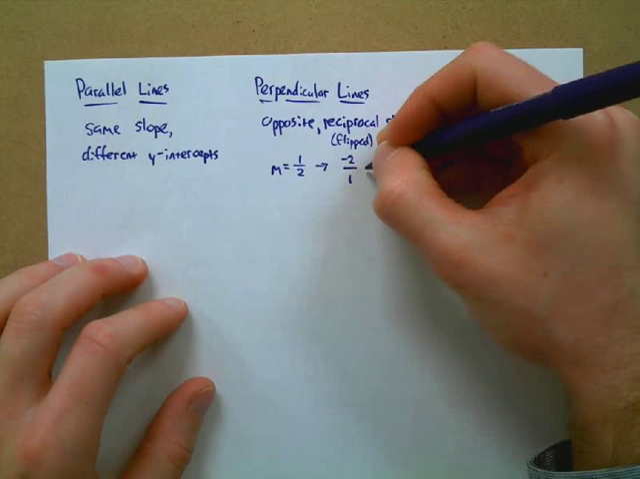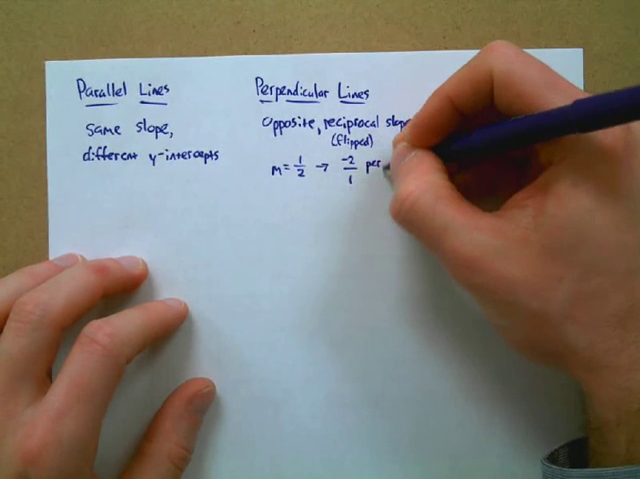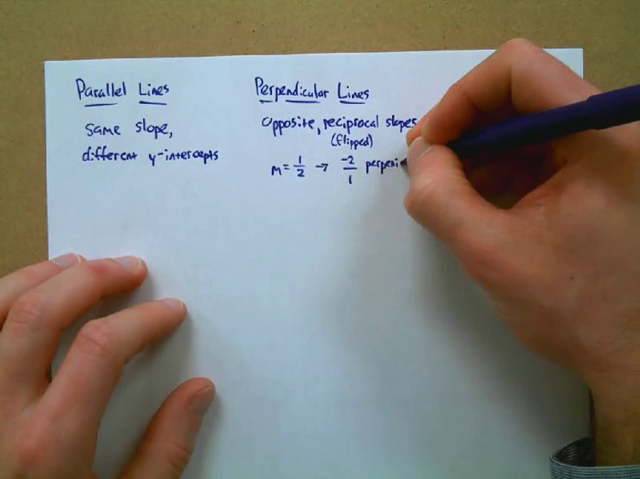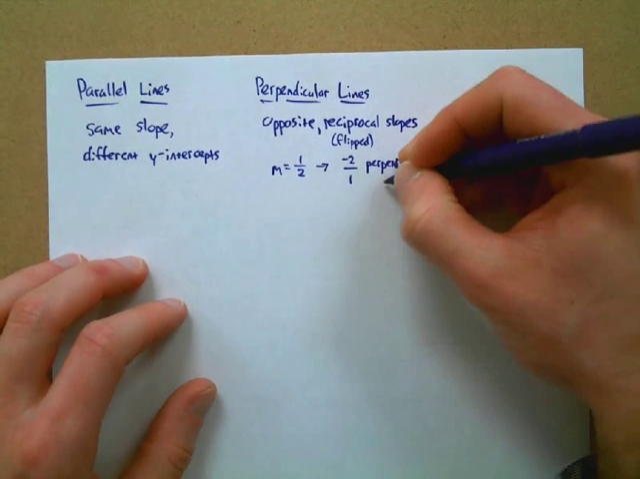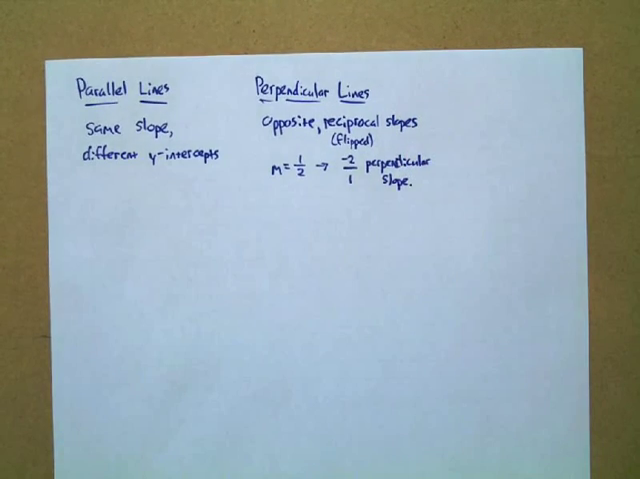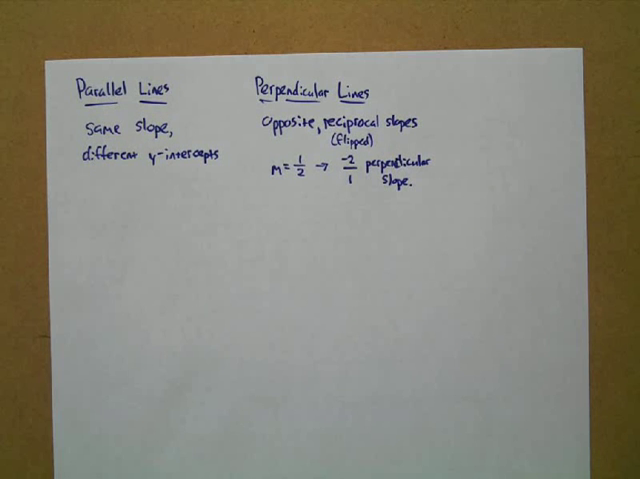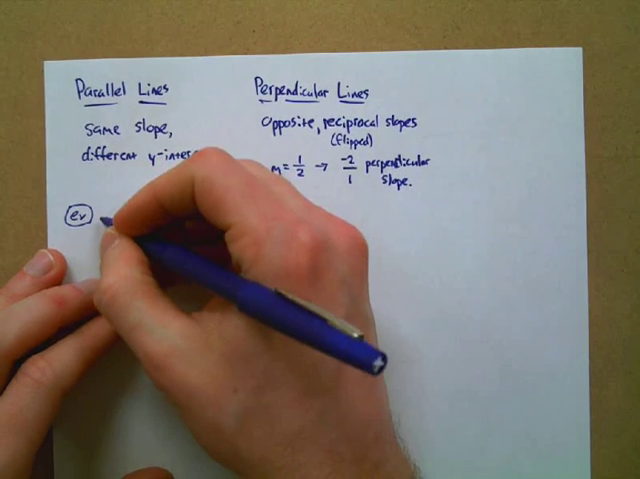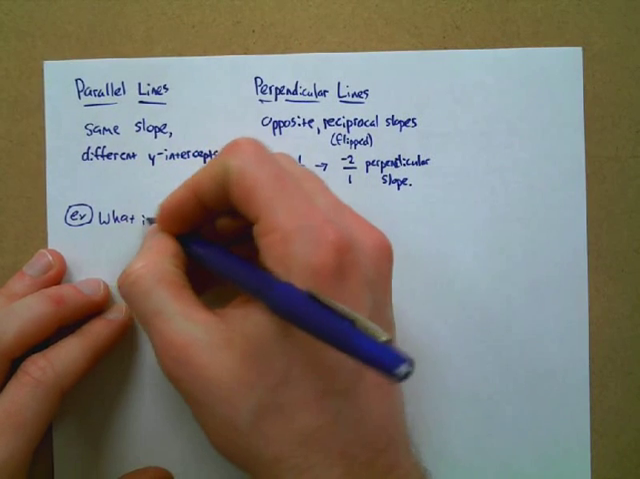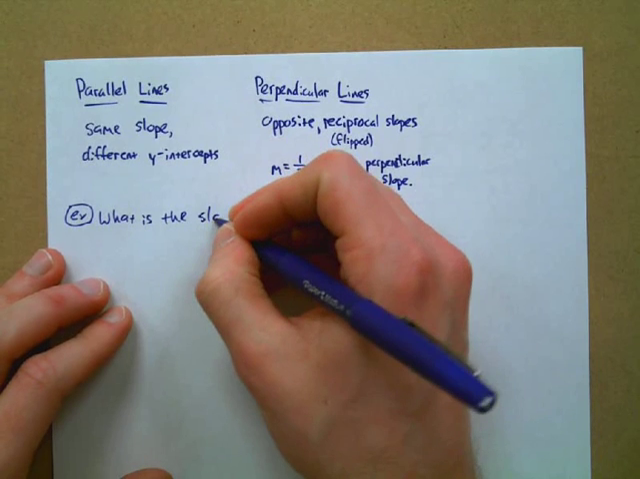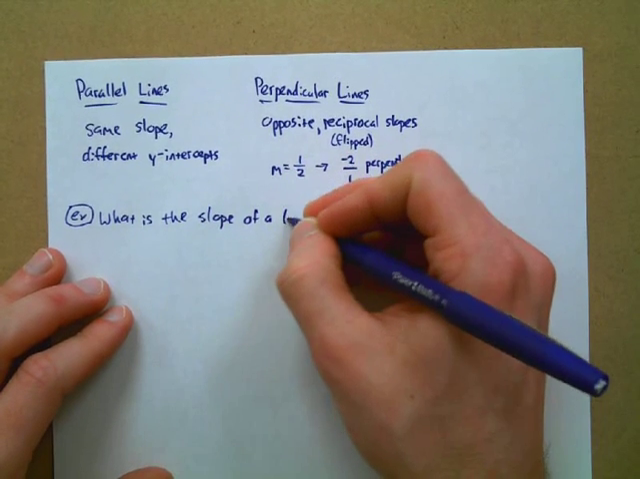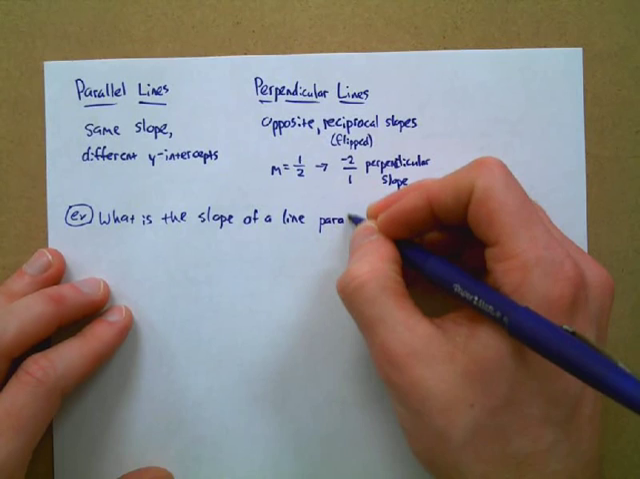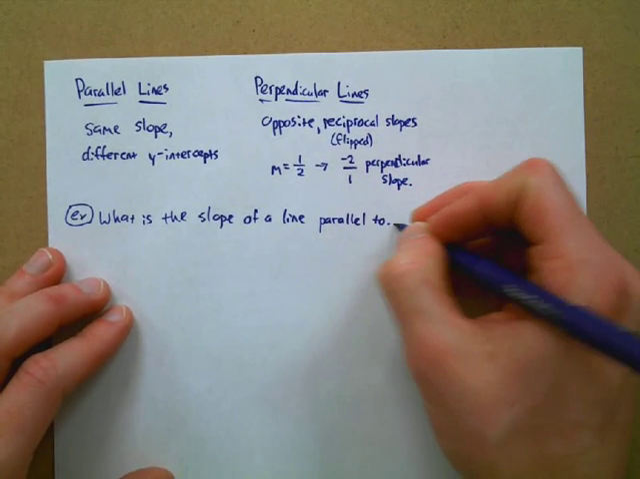Okay, so let me do an example here. What is the slope of a line parallel to y equals 2/5 x plus 3?